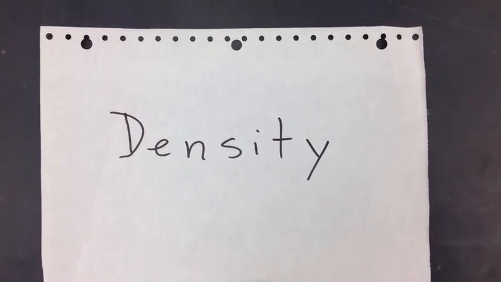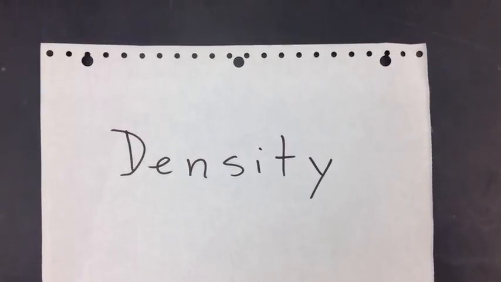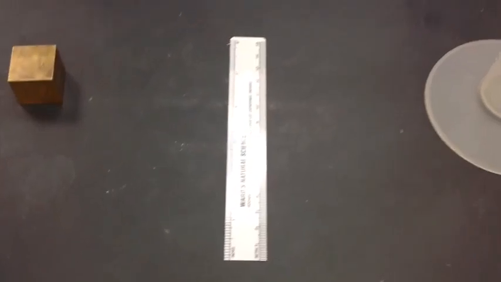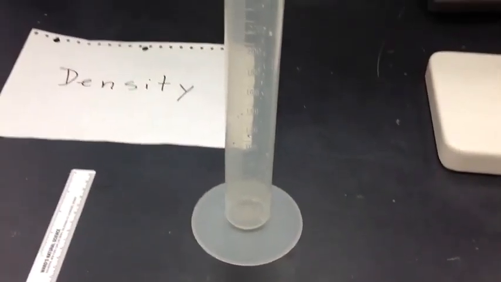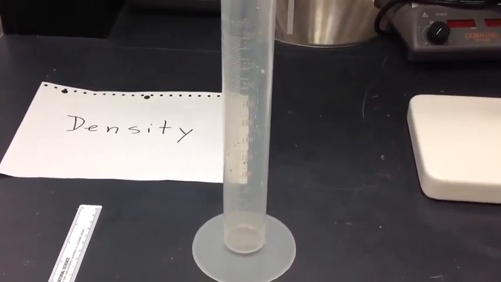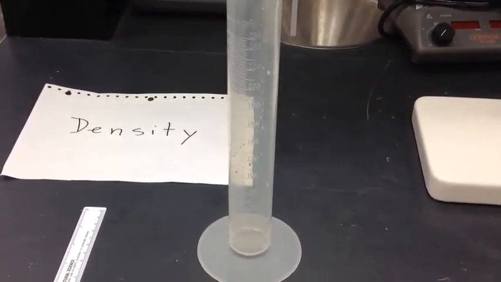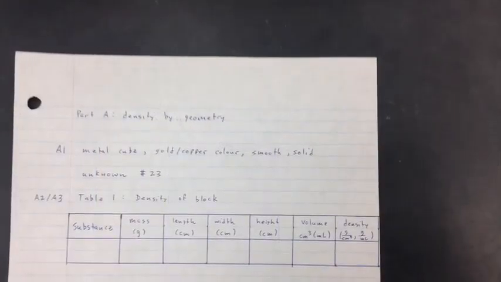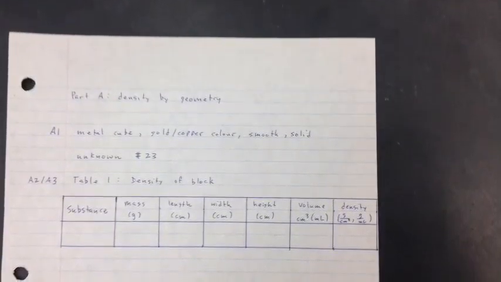This is the pre-lab video for the density lab. For this lab, you'll need a metal or plastic cube, a ruler, a plastic 250 milliliter graduated cylinder. Here's an example of the lab data sheet. And here's an example filled out for the density lab.